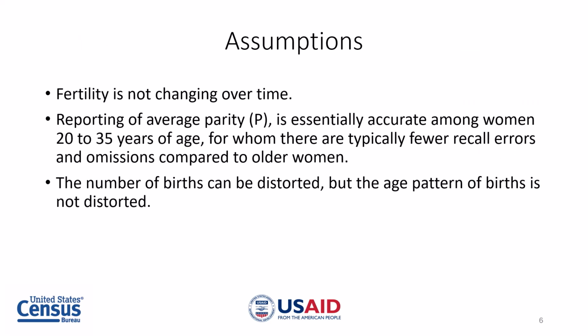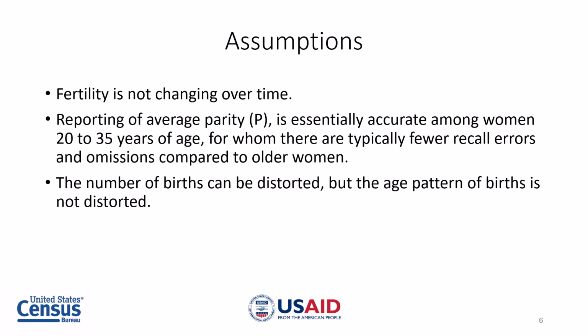The standard PF ratios method rests on three main assumptions. First, fertility is not changing over time. Second, reporting of the number of children ever born alive, or average parity, is essentially accurate among younger women ages 20 to 35, for whom there are typically fewer recall errors and omissions compared to older women.